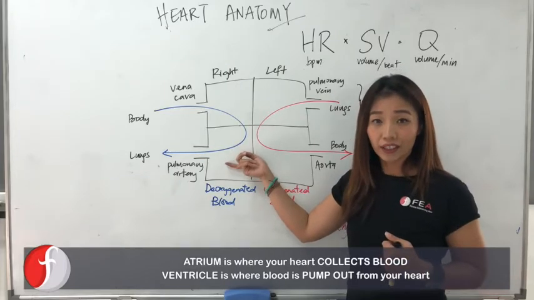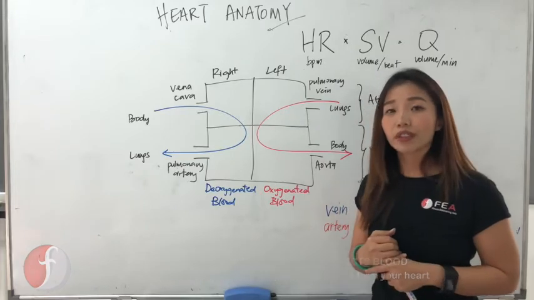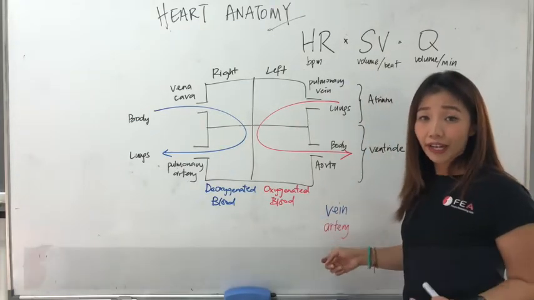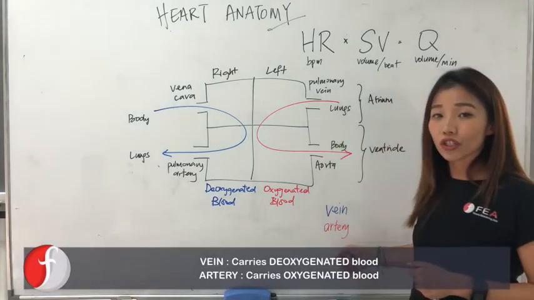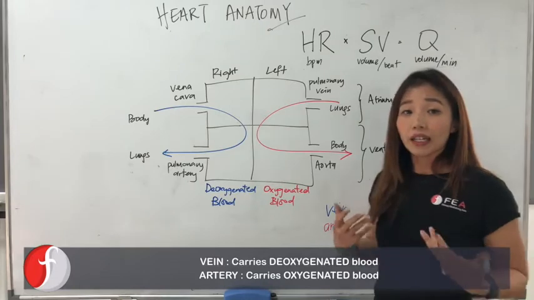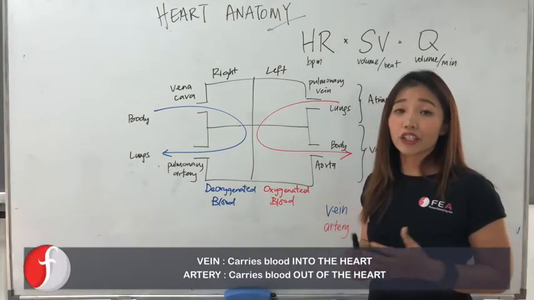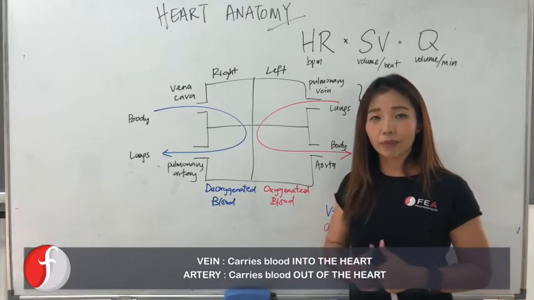If you look at the different blood vessels that you have, you generally have veins and arteries. Veins generally carry deoxygenated blood, whereas arteries generally carry oxygenated blood. Another characteristic of veins is that they generally carry blood into the heart, whereas arteries carry blood out of the heart.